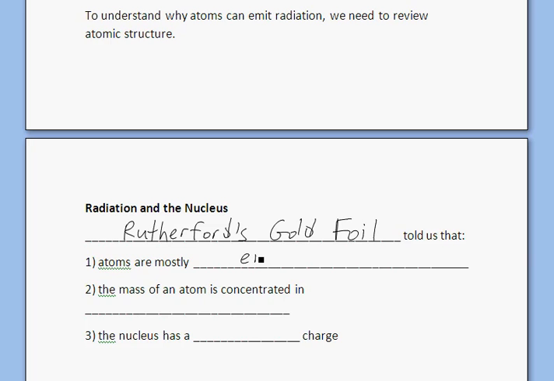Told us that atoms are mostly empty space. Told us that the mass of an atom is concentrated in the nucleus. And we've also learned that the nucleus has a positive charge. That's where the protons and neutrons are. And it's this interaction between the protons and the neutrons that causes some isotopes to be radioactive. We'll look at this in more detail in the next video.